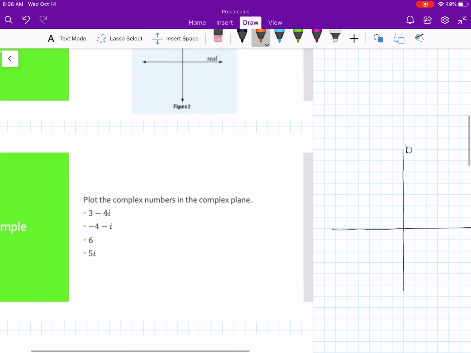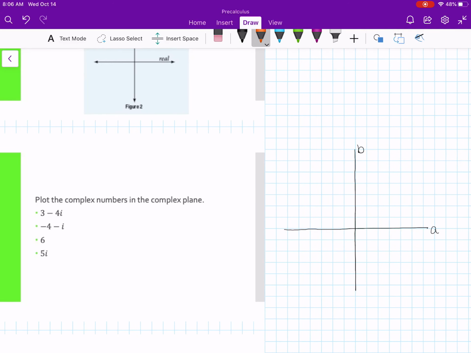So if we are trying to plot these complex numbers in the complex plane, the first one, 3 minus 4i, I'm going to do in orange. So the real part is 3, and the imaginary part is -4. So 3, 1, 2, 3, 4. So there is the number 3 minus 4i. All right, I'll do this one in purple. So -4 minus i. Our real part is -4, and our imaginary part is -1. So we graph it there.